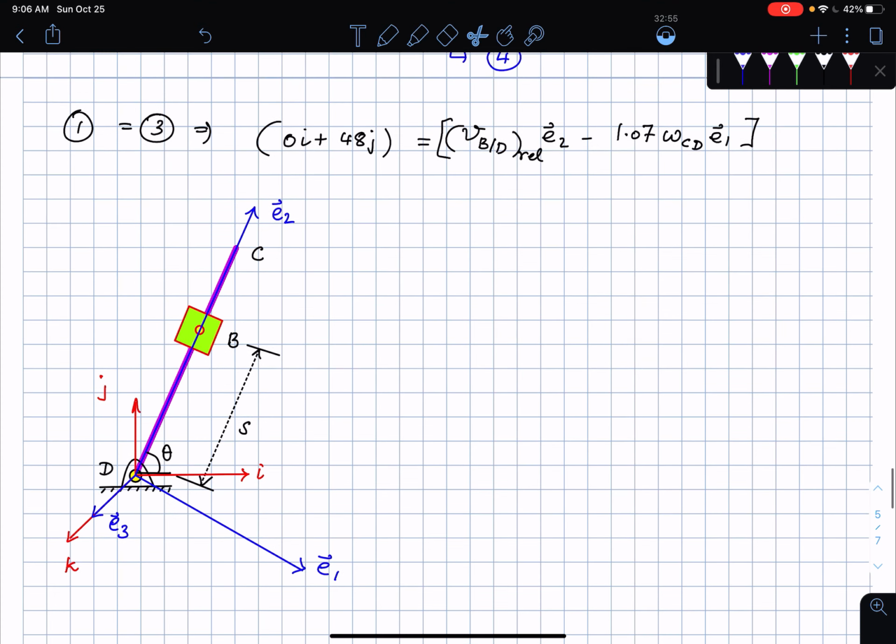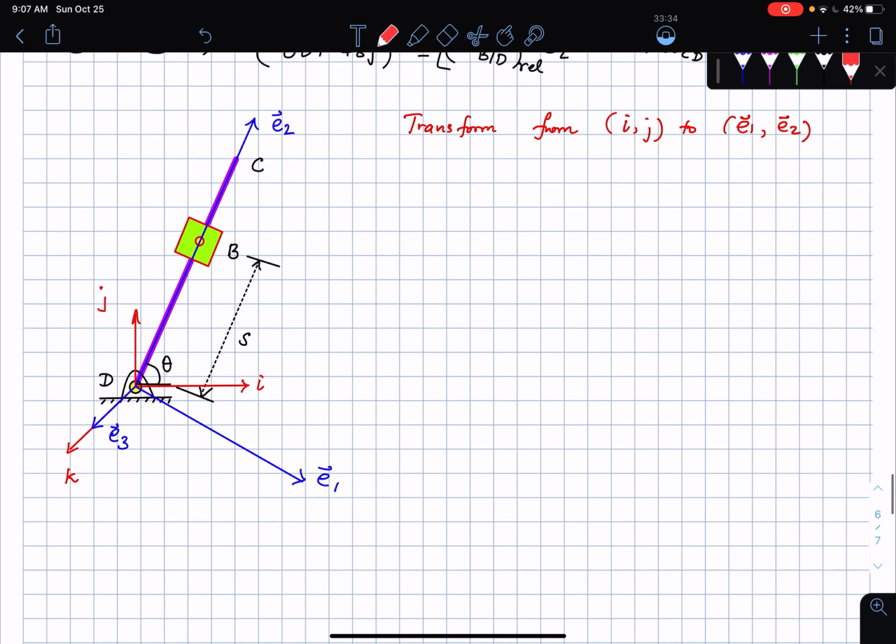How do I do the transformation? There are two ways. You can either transform E1 and E2 to I and J, or I can do the transformation from I and J to E1 and E2, which is easier. Because I have a direct relationship between VB/D in the E2 direction, so one unknown in E2 and one unknown in E1. If I do the transformation from IJK to the E1 E2 coordinate frame, I can just equate the E1 and E2 directions and solve for my unknowns. So I'm going to transform from IJ to E1 and E2.